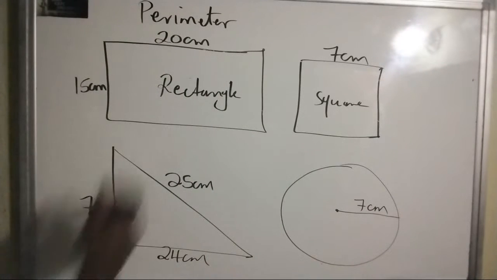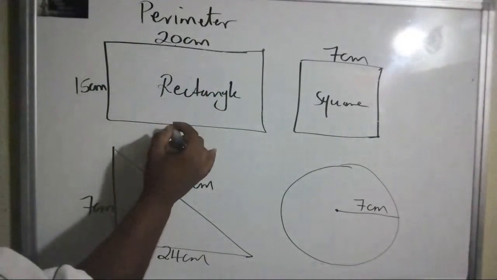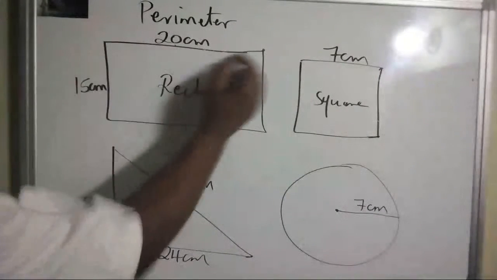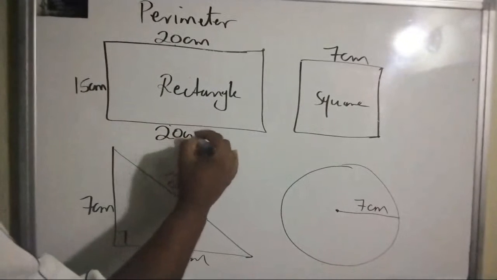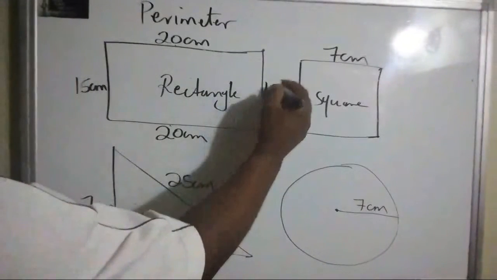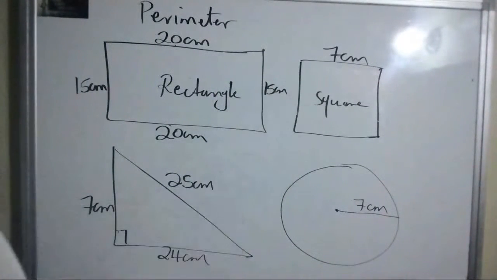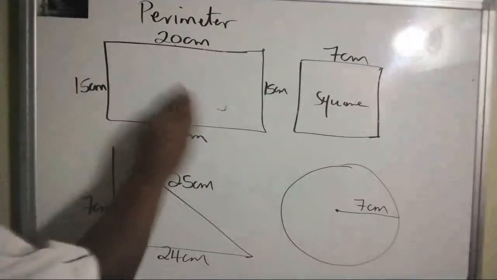Now, what we know about a rectangle is that the opposite sides are equal. So, if this is 20, this is also 20. And this is 15, so this is 15. Alright, so what we do now, we add all four sides.